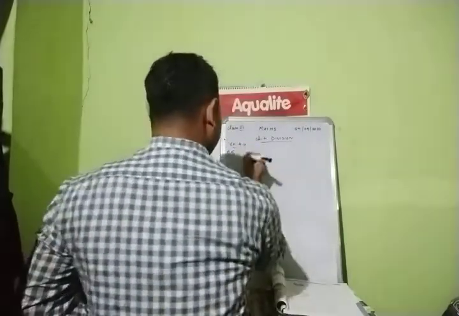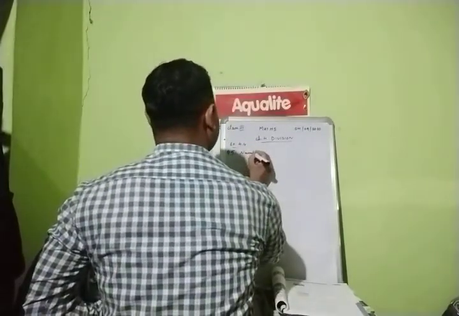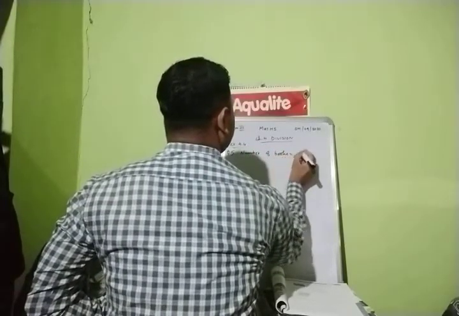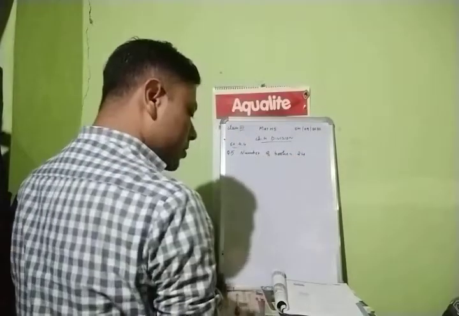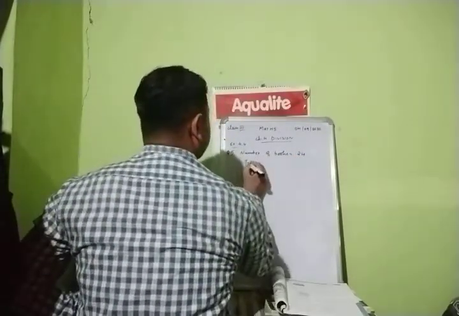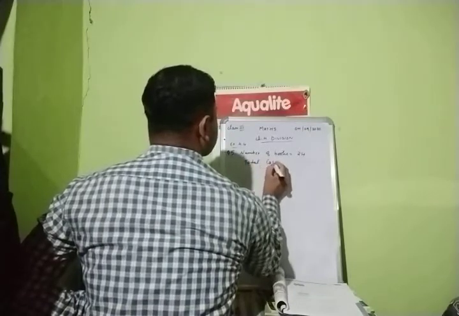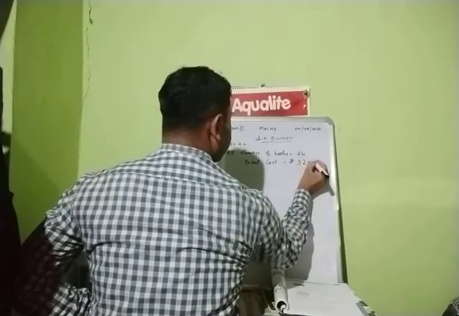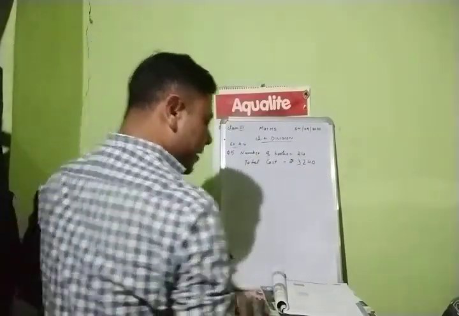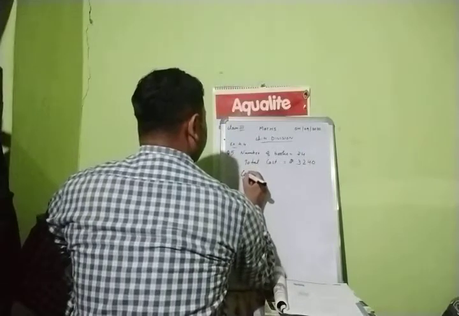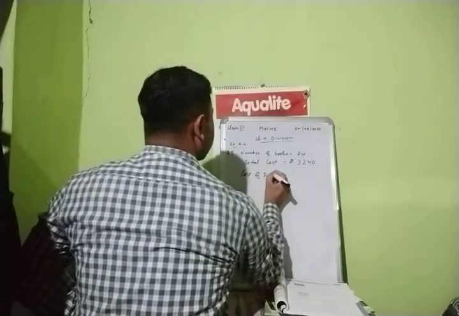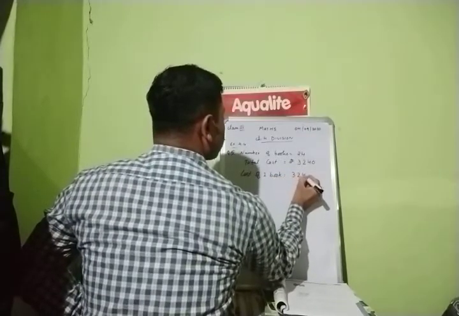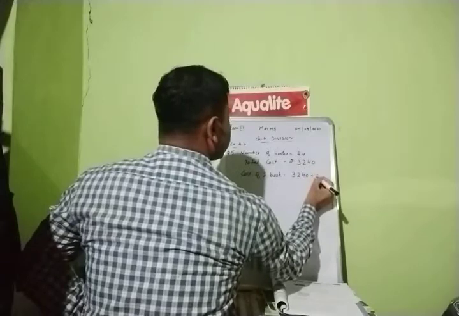Number of books, first of all, how many books were there? 24. Then their total cost, how much? 3,240 rupees. Then the cost of one book. 3240 divided by 24.